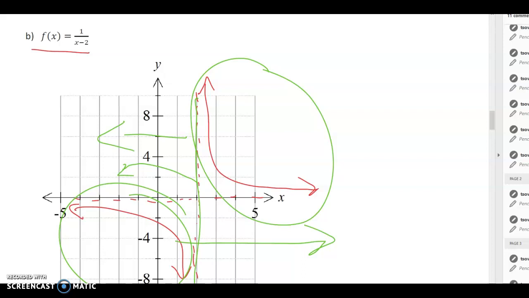So if we now try and draw in the version for y equals f of minus x, then that's going to be equal to 1 over minus x minus 2. And so if I now take out that minus sign, I get minus 1 over x plus 2.